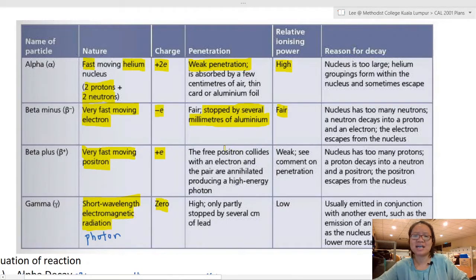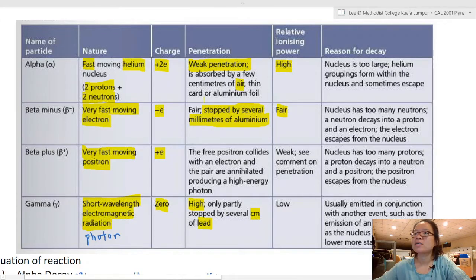So because of this, it's not going to travel very far. There are so many electrons around you. You move your hand like that, you touch a few billion electrons. So no dice, cannot travel, okay? Whereas for gamma, the penetration is very high. If you want to stop this, you need lead, not aluminium.